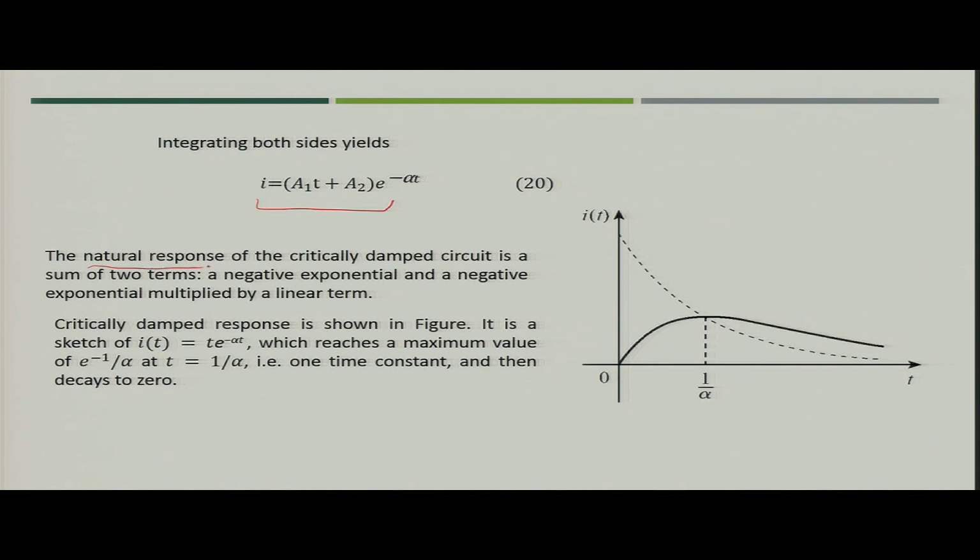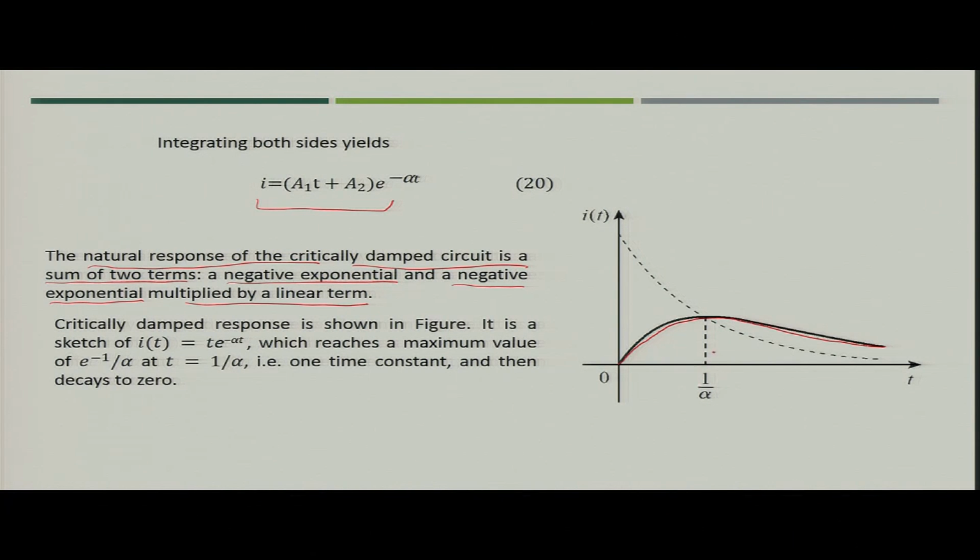Now, the natural response of the critically damped circuit is the sum of two terms: the negative exponential, and the negative exponential multiplied by a linear term. So, in that case, what will be the response? If you plot the variation of current I with respect to time t, the response would be like shown in the figure.